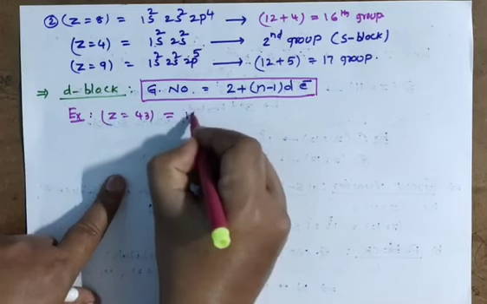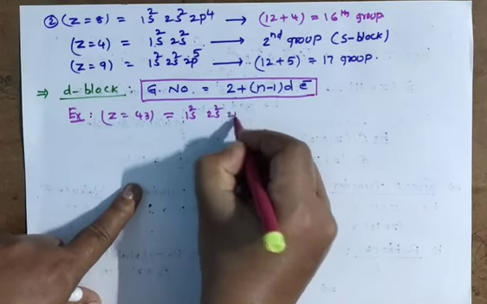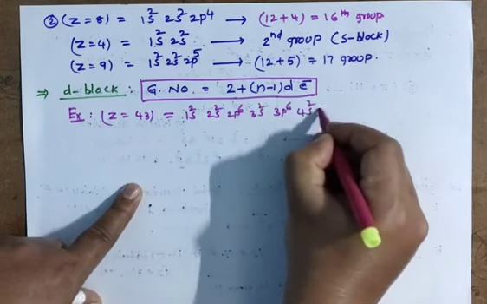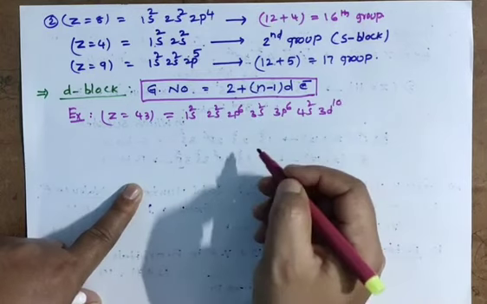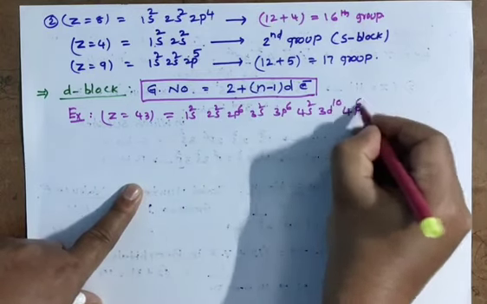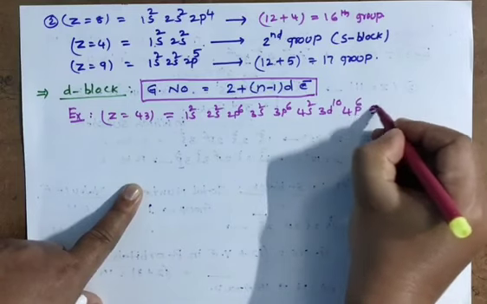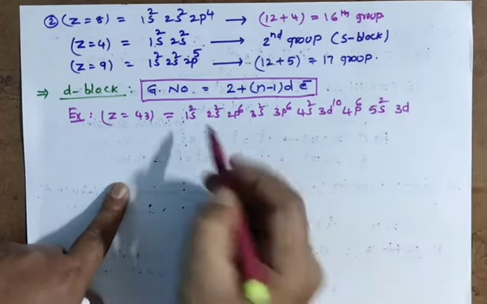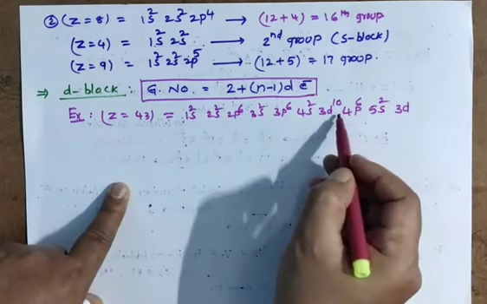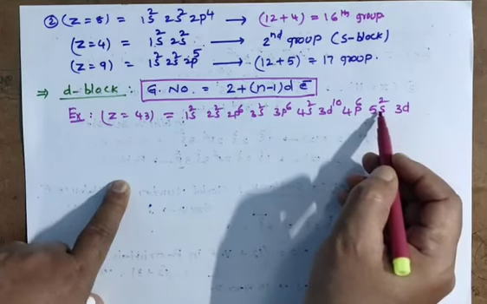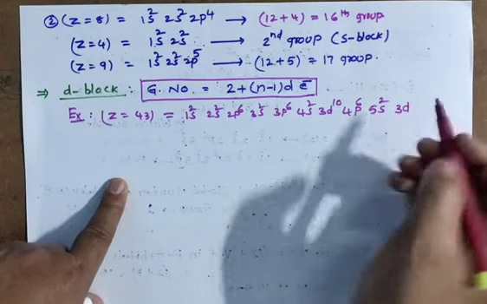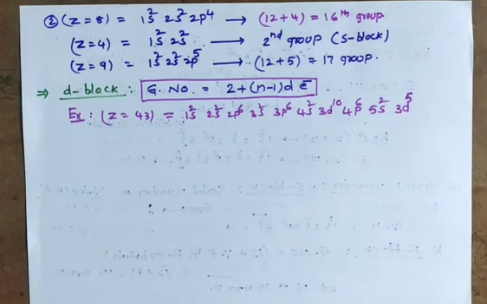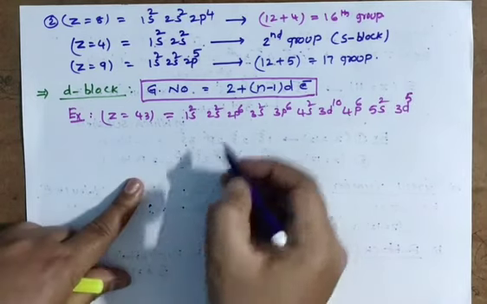Now you have to write configuration, no doubt. 1s2, 2s2, 2p6, 3s2, 3p6, 4s2, 3d10. Next 4p6, 5s2, 3d. Now you have to count all: 10, 20, 30, 36, 38. 38 means remaining 5 are there. So 3d5. This is the configuration. Electronic configuration is a must. Now you go for group number.